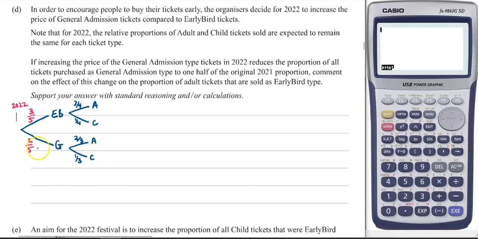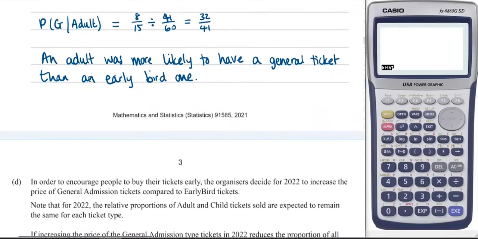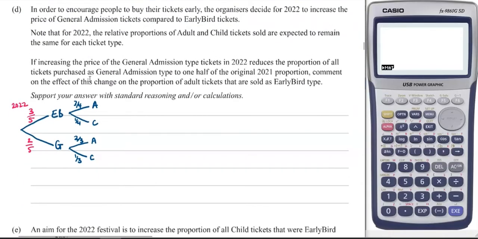Comment on the effect of this change on the proportion of adult tickets that are sold as early bird. Now that's the same way of working out that we just did up here. So the early bird given that they were adult tickets. Okay, so let's go and work out that.